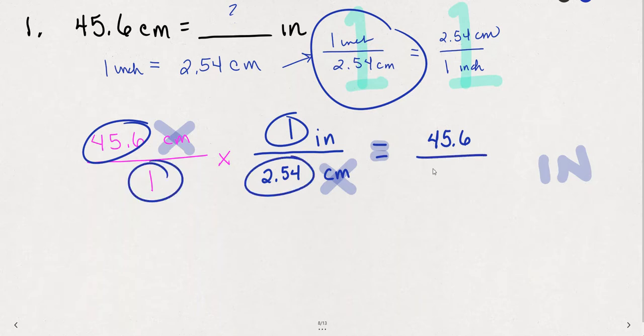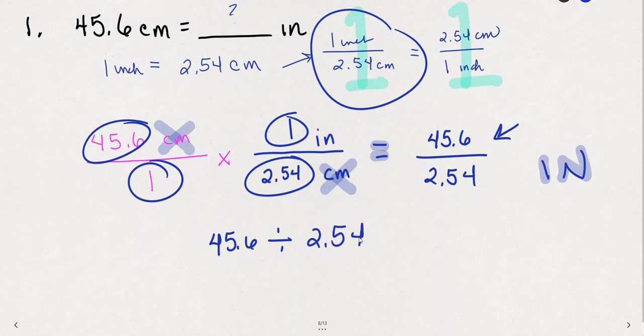1 times 2.54 is equal to 2.54. And what I would then do with this is 45.6 divided by 2.54, because 45.6 over 2.54 is the same as divided by. I am getting 17.95275. It keeps going. Let's round that to the nearest hundredth.